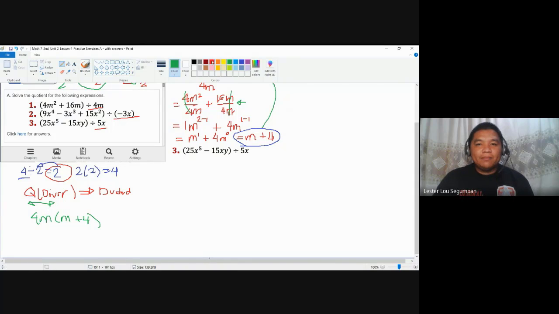When we multiply, we simply use the distributive property, and then you will have 4 times 1 is 4, and then m. Since this is multiplication, we use the multiplication law of exponents, which is 1 plus 1. And on the other side, use the operator plus. 4 times 4 is 16. We don't have another m, so that's m. Simplified, that's 4m squared plus 16m. As you can see, this value here is our original dividend. Therefore, the quotient, which is m plus 4, is correct for number 1.